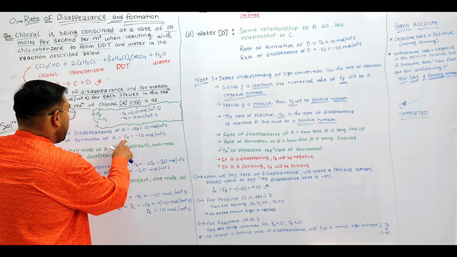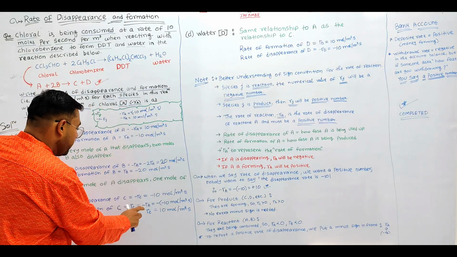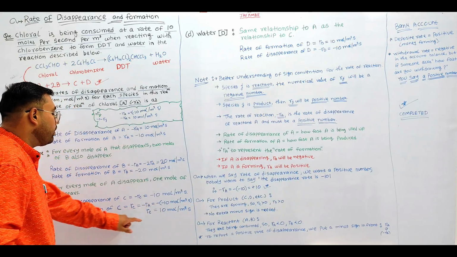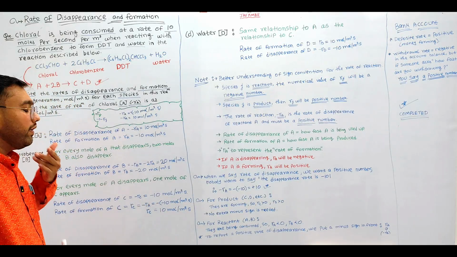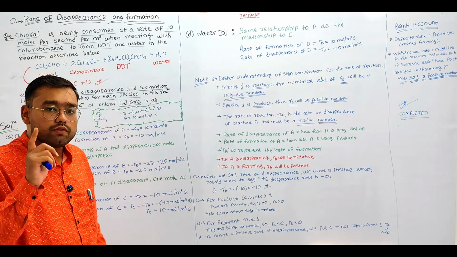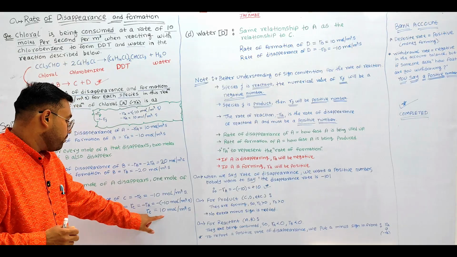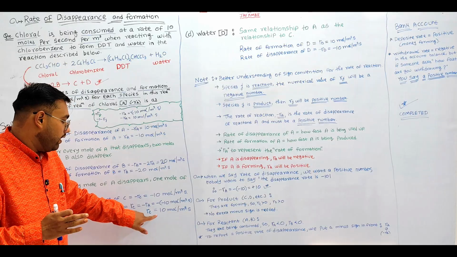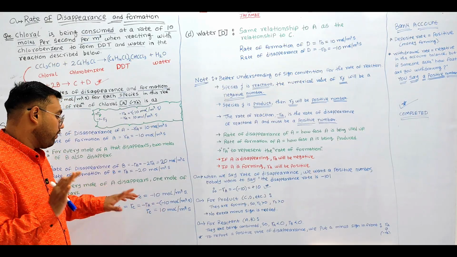So Ra is minus 10 moles per meter cube per second, right? We are just multiplying with the negative sign, which will get converted to Rc, because for every 10 moles of A, we'll get 10 moles of C as a product. So Rc is the product. Rc denotes the rate of the formation of C, which is 10 moles per meter cube per second, right?